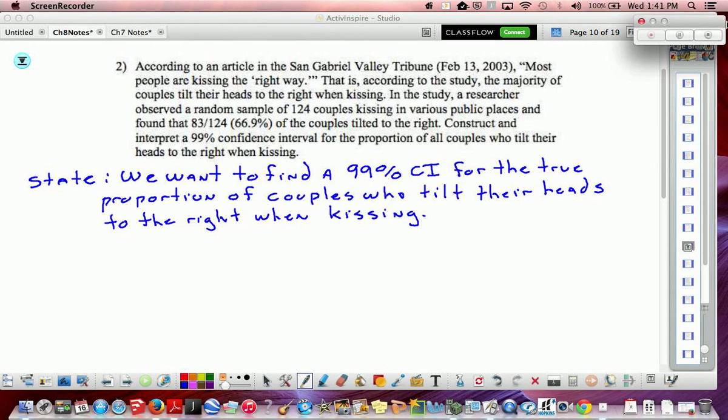I'm going to pause this. As you're finishing up your sentence, hopefully it's something close to this type of statement. Okay? I wrote, we want to find a 99% confidence interval. So you should be saying 99% confidence interval for the true proportion, or if you said for the population proportion, that's fine, of couples who tilt their heads to the right when kissing.